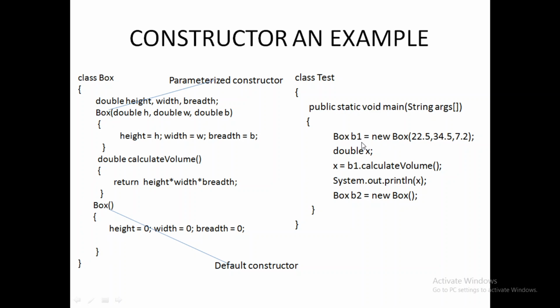Therefore, this statement where I have created an object b1 of the class box inside the test class will be wrong, because then this box constructor will be private, and as we know, a private instance variable or method of a class cannot be accessed outside the class where it is defined. So therefore, creation of an object like this one needs to be done inside this box class.